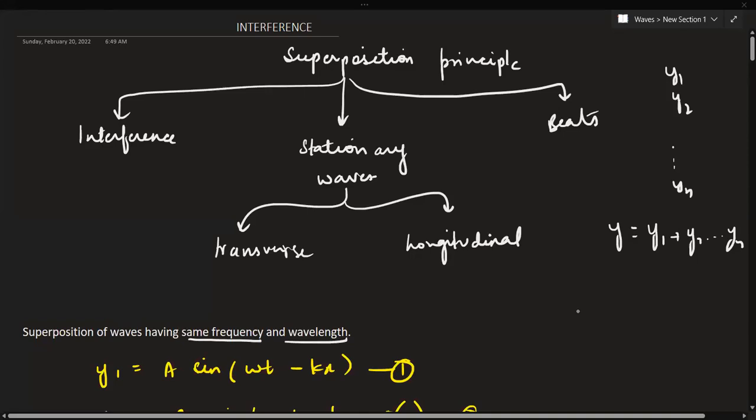The superposition principle, we had three kinds. One was interference, the other one was stationary waves, which consists of transverse as well as longitudinal waves. And the third one was beats. So see, we have covered this interference. Any doubts from here?